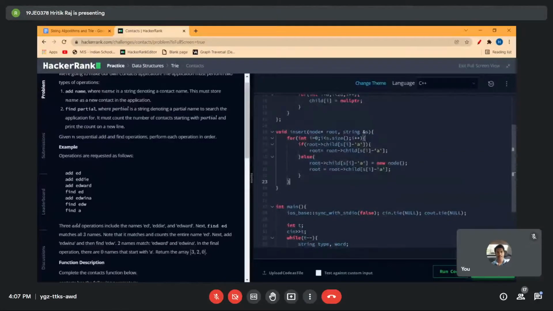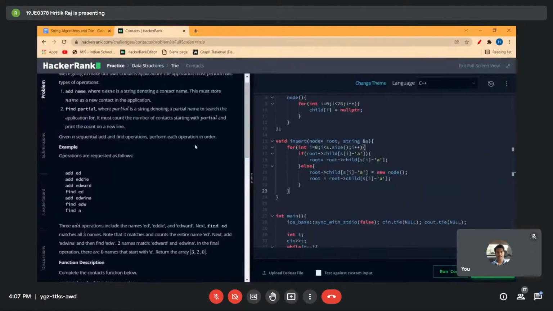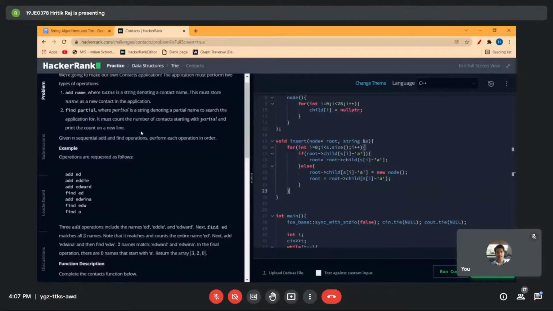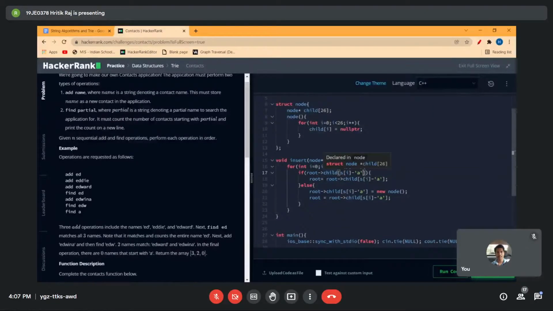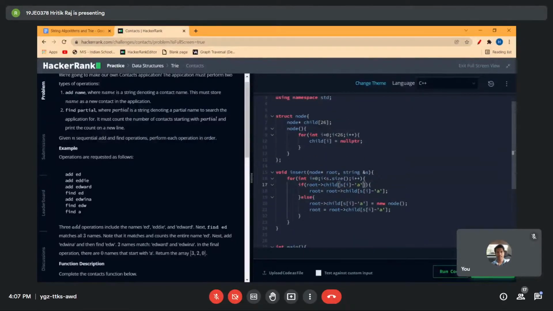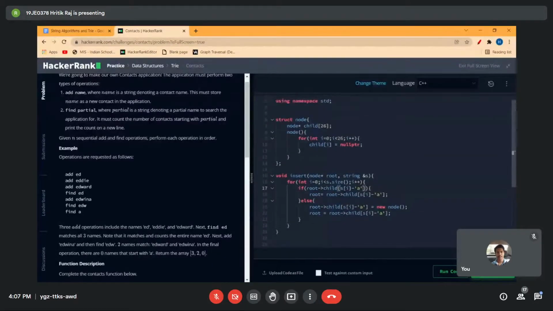So the insert operation is clear. So that first if condition is not required, I think. Means if B doesn't do that, then what? Yeah, here we are checking it because if it is null, then we can give a new node. If it's not null, then we have to do nothing.